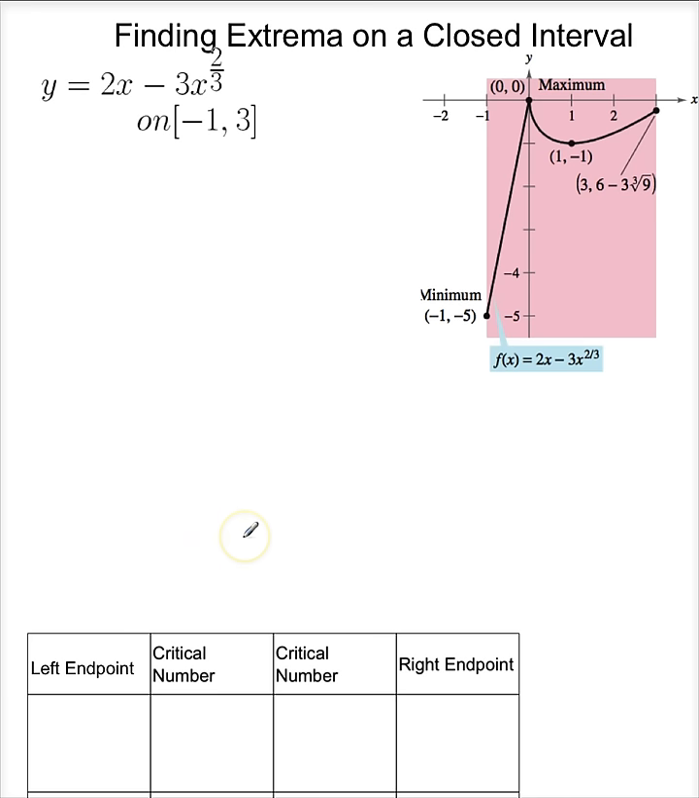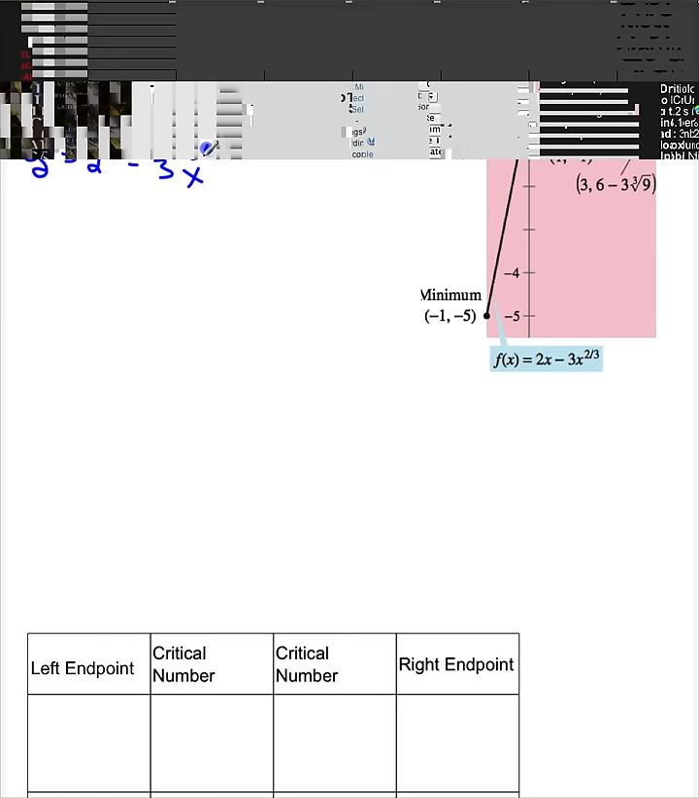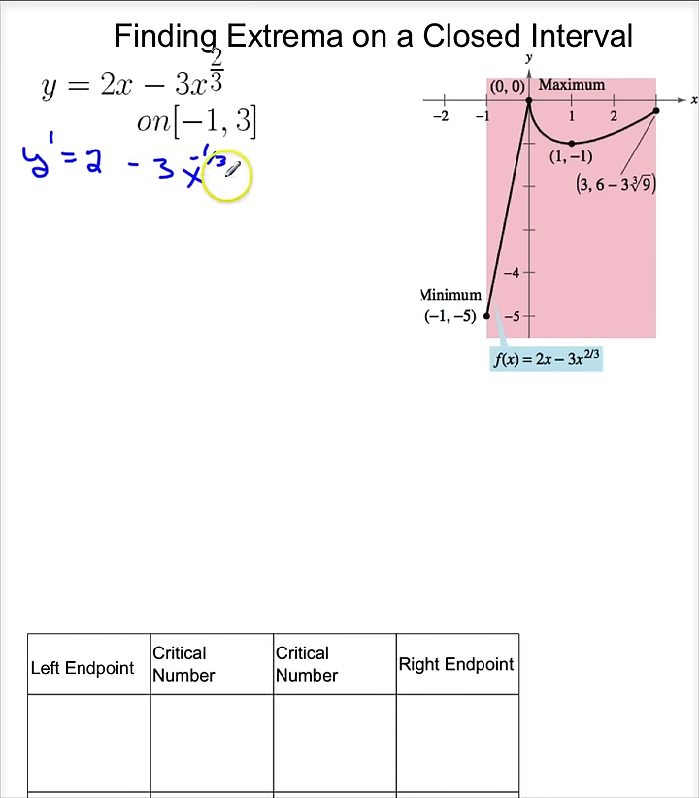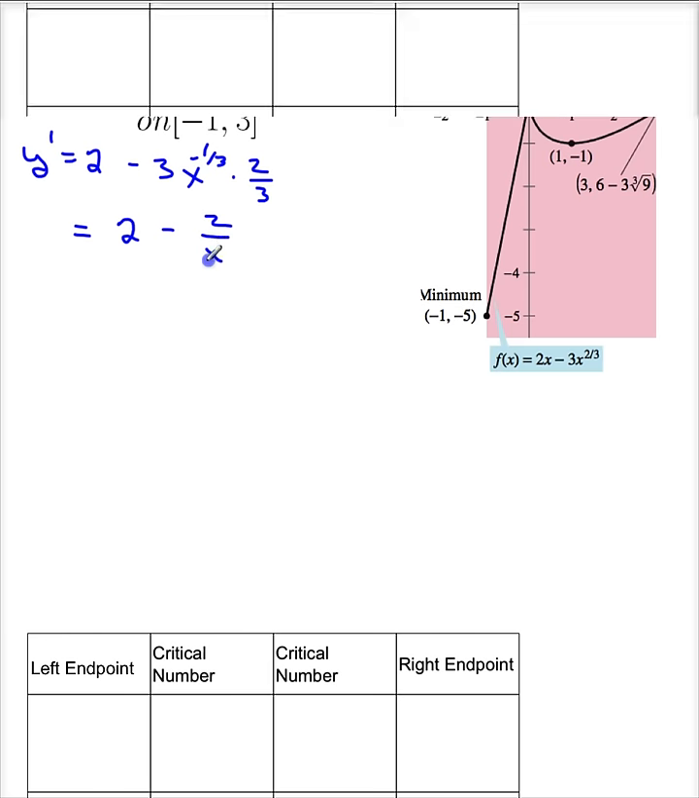Now let's look at this one. This one's a little bit more interesting: 2x minus 3x to the 2/3 on the closed interval minus 1 to 3. So the first thing you need to do, of course, is take your derivative. So y prime is equal to 2 minus 3x to the minus 1/3 times 2/3. Forgot to multiply by that. So this is 2 minus 2 over x to the 1/3.